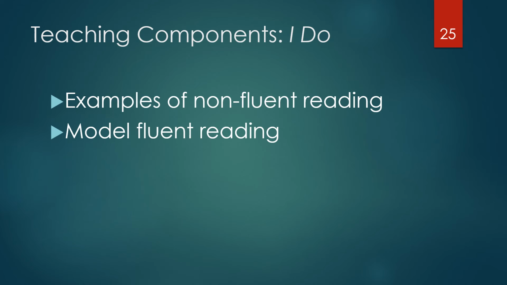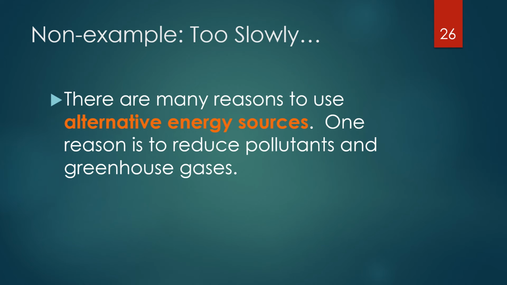Here are 3 non-examples and 1 example of reading fluently. There are many reasons to use alternative energy sources. One reason is to reduce pollutants and greenhouse gases. Think about what happens to understanding when I read each word one by one.